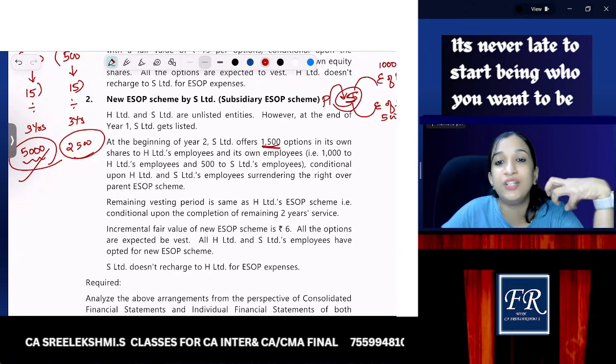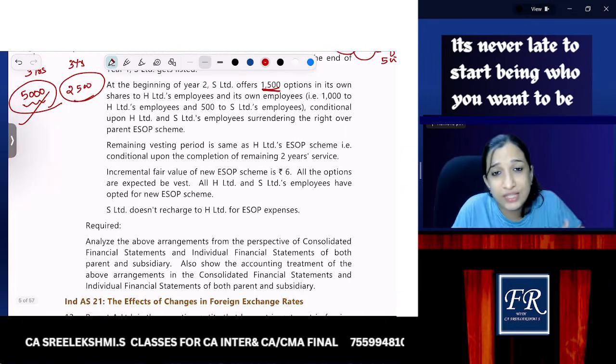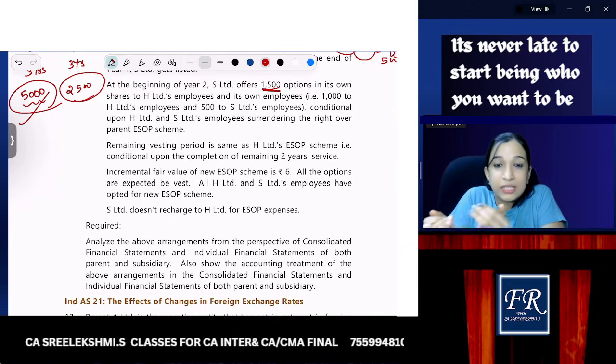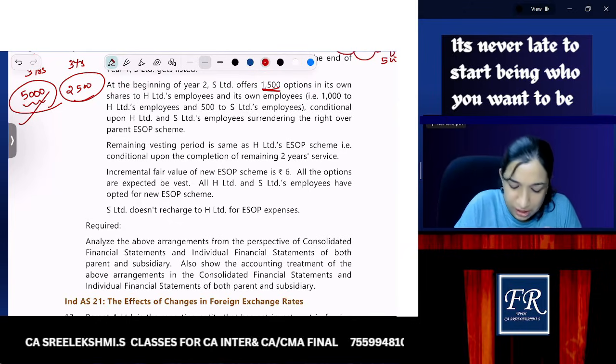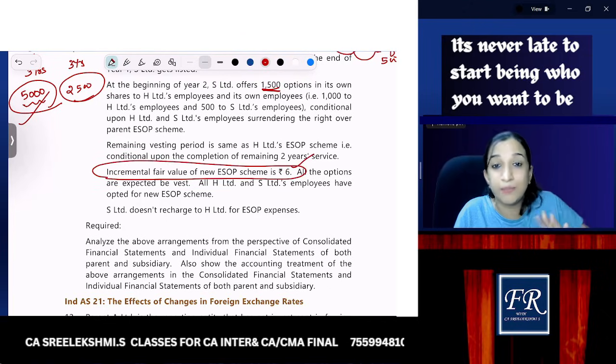Now, what change should come in the books of the parent? What change should come in the books of the subsidiary? And is the fair value the same? Originally, the parent was the one who decided to issue, so fair value is decided from the point of view of the parent. Now, it is agreed to be issued by the subsidiary. So, of course, there is an incremental fair value given for the new scheme, incremental additional expense of 6.